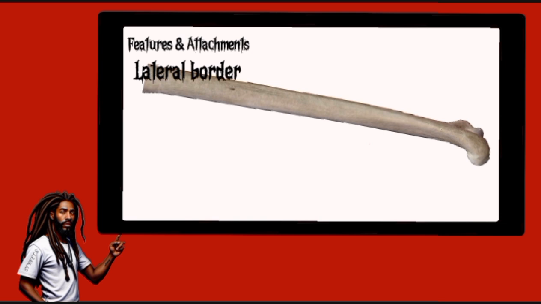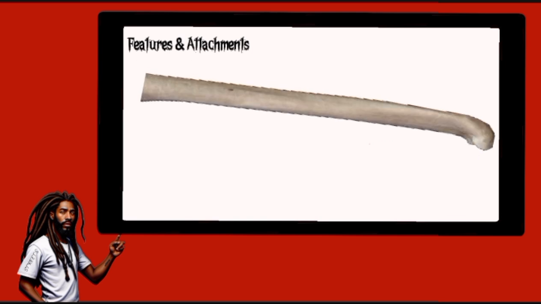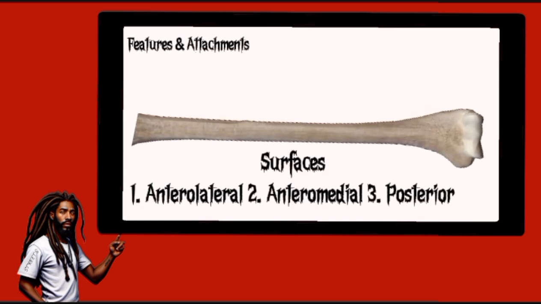Now, because we have these borders, between them we get enclosed surfaces. First, we have the anterolateral surface between the anterior and lateral borders; the anteromedial surface between the medial border and the anterior border; and then the posterior surface between the medial and lateral borders. So all of these are the surfaces.